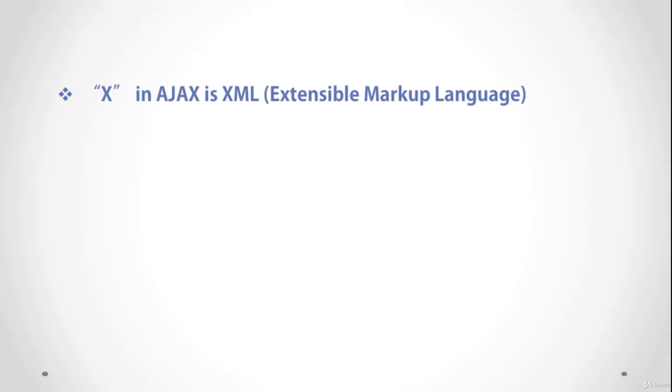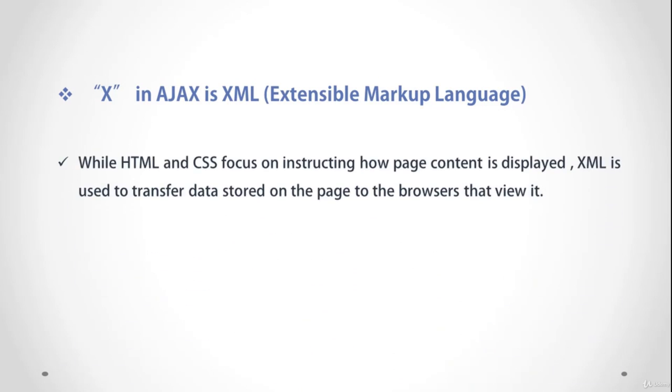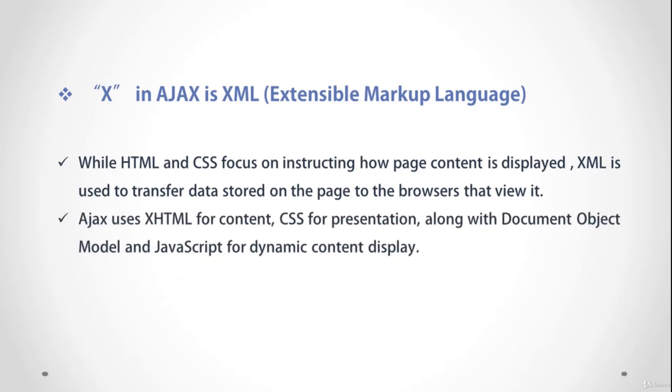The X in Ajax is XML, which stands for Extensible Markup Language. While HTML and CSS focus on instructing how page content is displayed, like paragraphs, headers, font, and colors, XML is used to transfer data on the web page to the browser that views it. Ajax uses XHTML for content, CSS for presentation, along with the Document Object Model and JavaScript for dynamic content display.